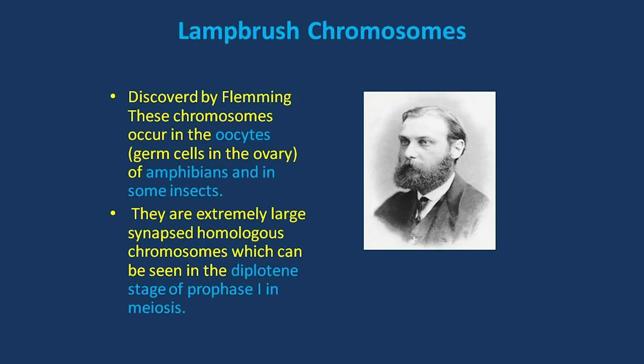Now let us look at lamp brush chromosomes. They were discovered by Fleming. These chromosomes occur in the oocytes of amphibians and in some insects. They are extremely large homologous chromosomes which can be seen in the diplotene stage of prophase 1 in meiosis.